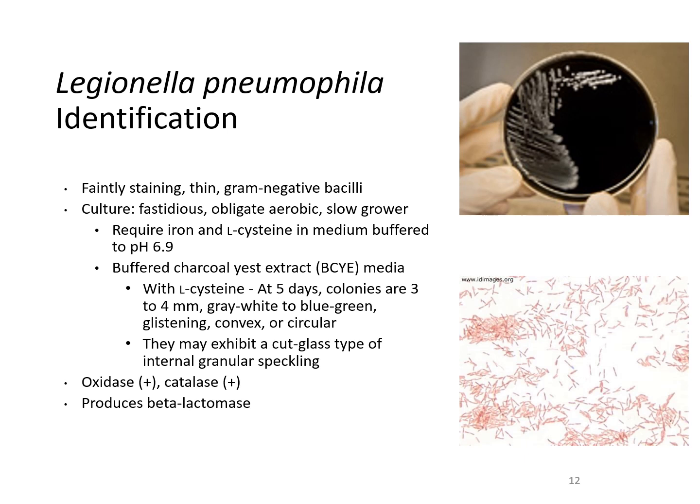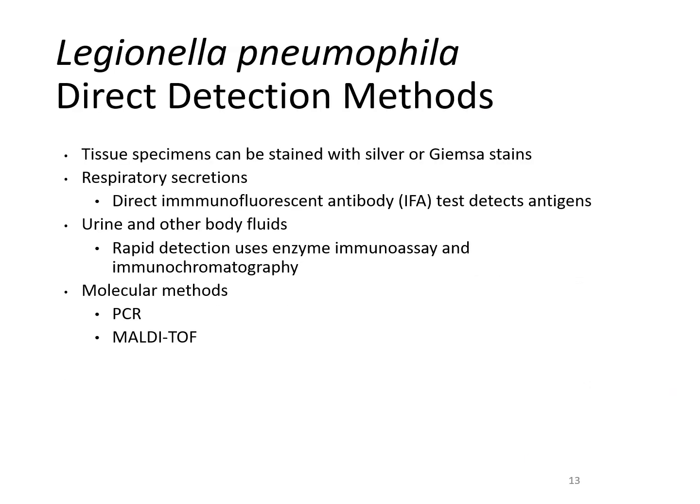They're oxidase positive, catalase positive, and they also produce beta-lactamase. This organism could be detected directly through a tissue sample, so some sort of biopsy from the lung tissue could be stained to look for this organism. Or you could look at the respiratory secretions and do an immunofluorescent antibody test. You can also use urine or other body fluids to do rapid enzyme immunoassay testing. And you can also do molecular testing through PCR or mass spectrometry.